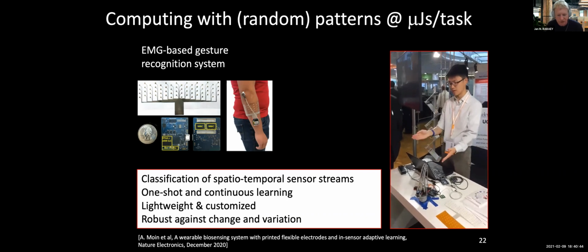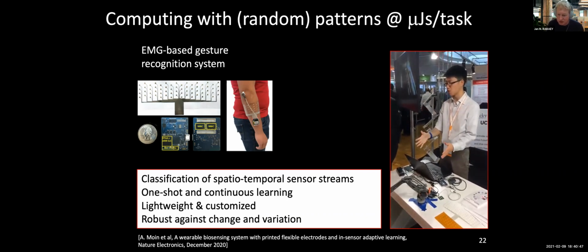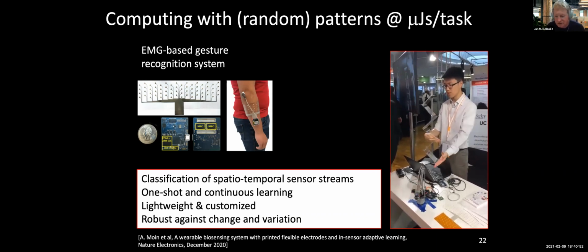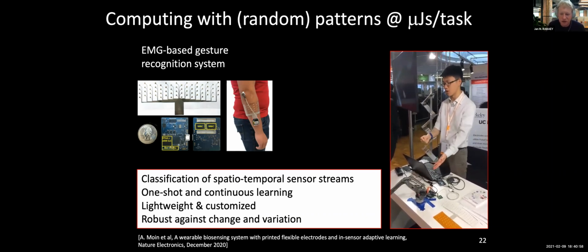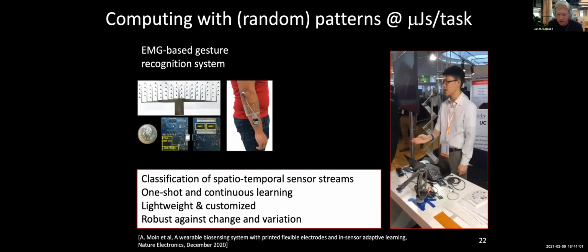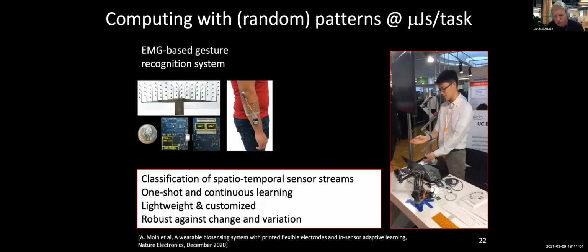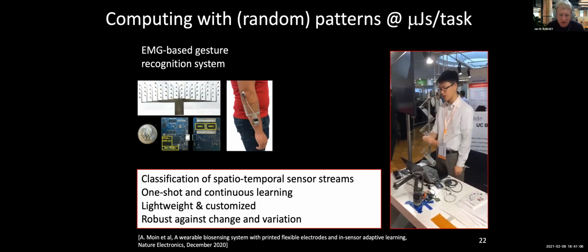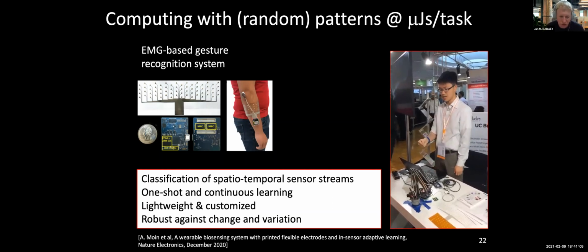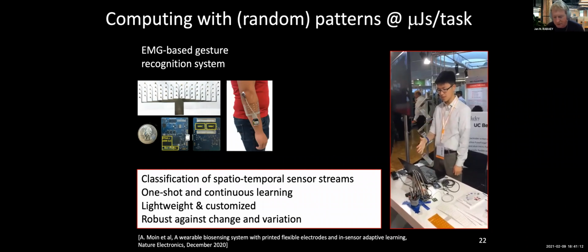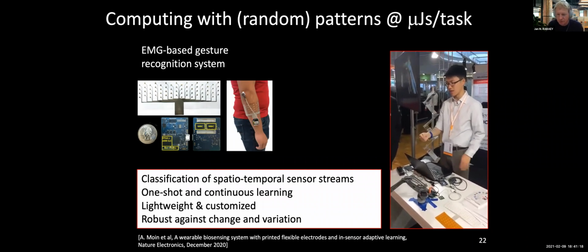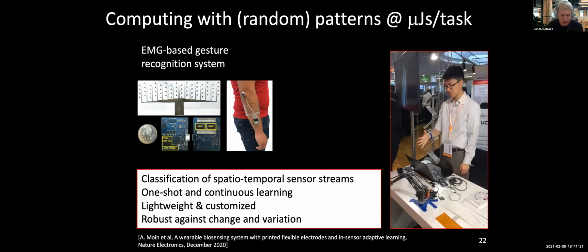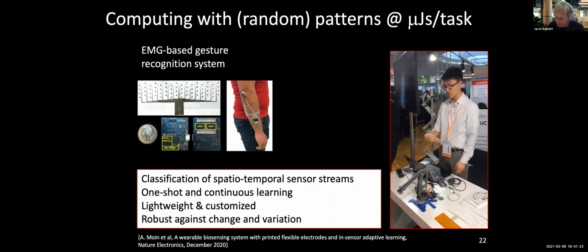So again, we have a set of spatial temporal sensor streams that are coming in from the electrode array. The important thing is that this system learns very quickly. It's one-shot learning. Once you do a gesture, it learns that gesture and can start recognizing it. Obviously, the more you train it, you can improve on it by gradually adjusting the stored information. It is very lightweight. It is customized to a particular user and wearer. So if you put it on another person, it won't work. You have to retrain it again. And it also is robust against change and variation.